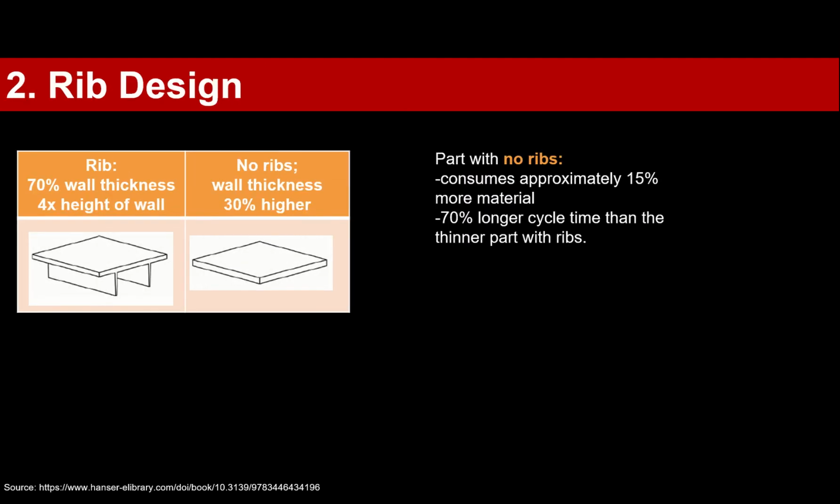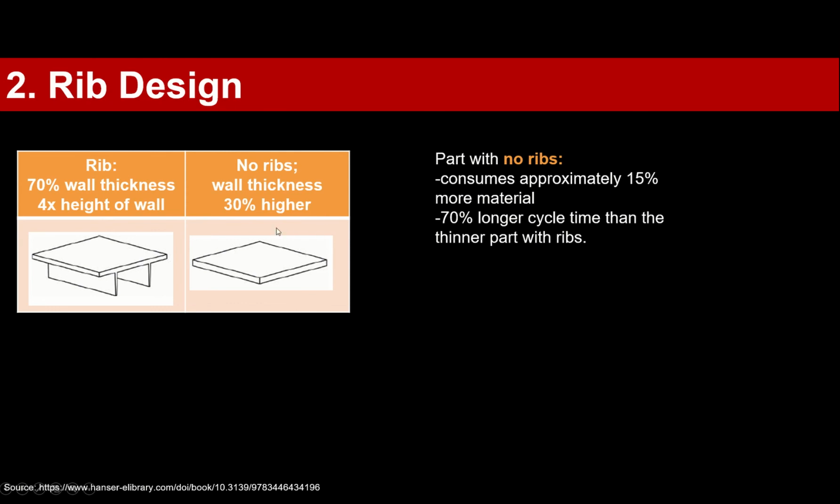Then, the second design consideration is the rib design itself. We already touched on this in the uniform wall thickness in the previous point. When you look here in this example, we have a base plate with 2 ribs, and these ribs are 70% of the thickness of the base plate, and they have 4 times the height of the wall thickness. So this is already a good guideline for you to follow.